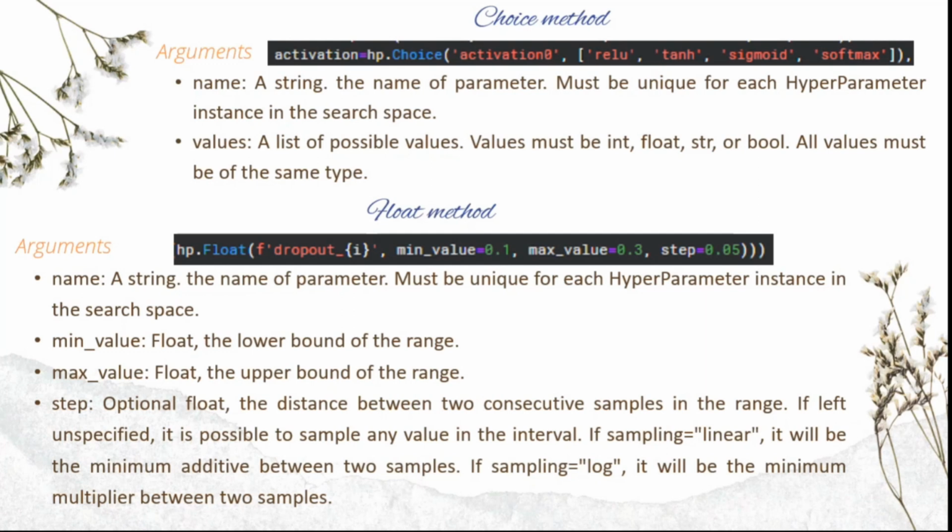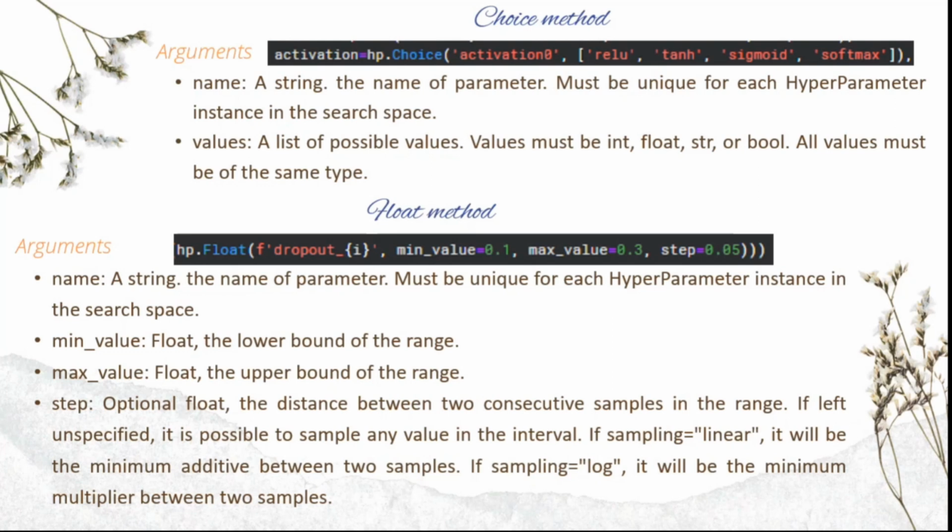For example, the choice method: the name is a string. The name of a parameter must be unique for each hyperparameter instance in a search space, and the value is a list of possible values. Values must be float, string, or bool. All values must be the same type.